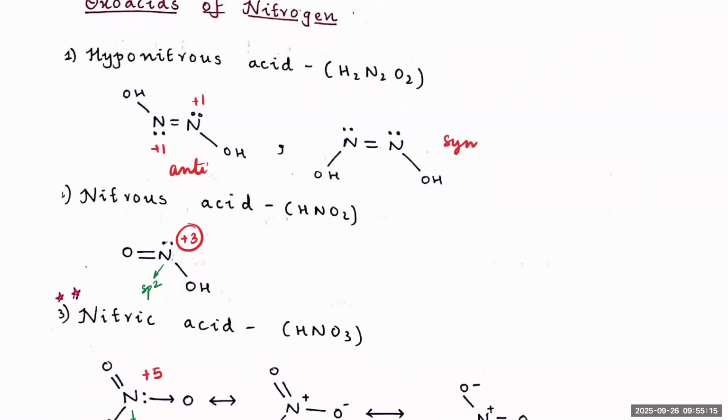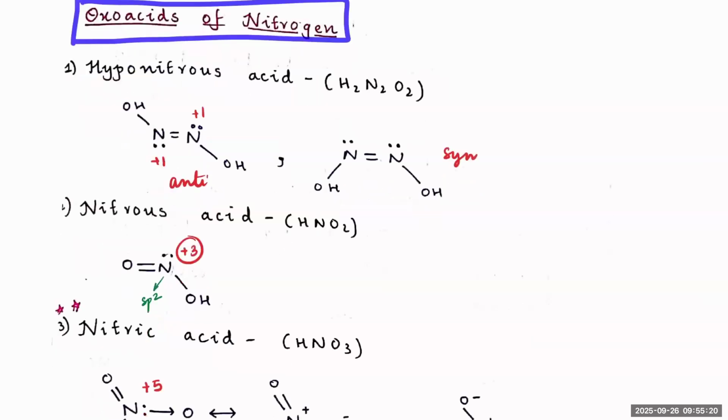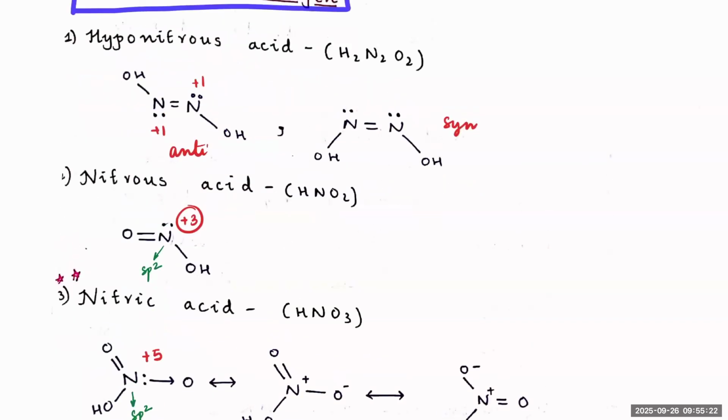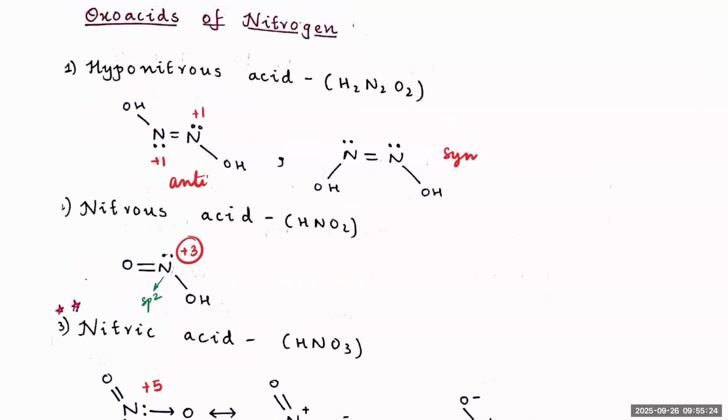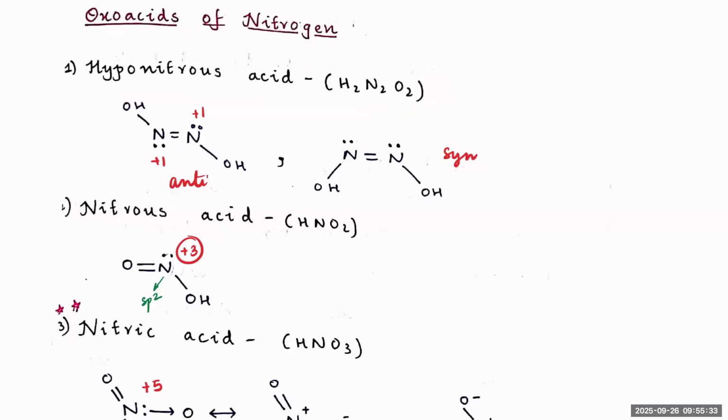Hydrogen is clear. Next, notice what are the oxides of nitrogen which you will observe. So first, oxo acids: hyponitrous acid. Only structure is important here. N double bond N with OH and OH, if they are on the anti position, or if they are on the syn position. These are the two forms of hyponitrous acid that exist.